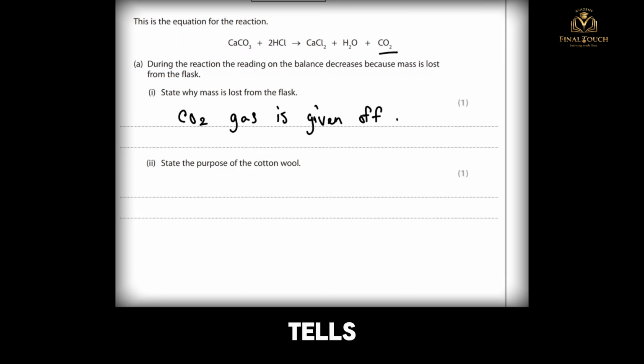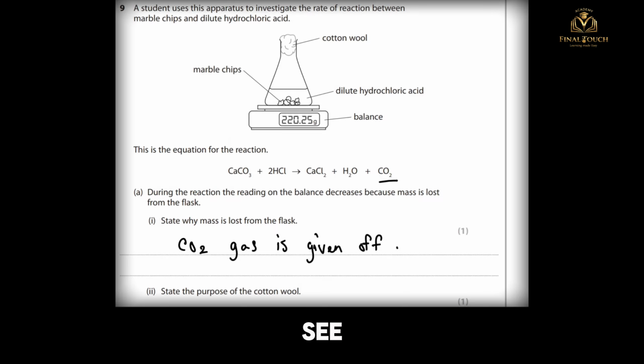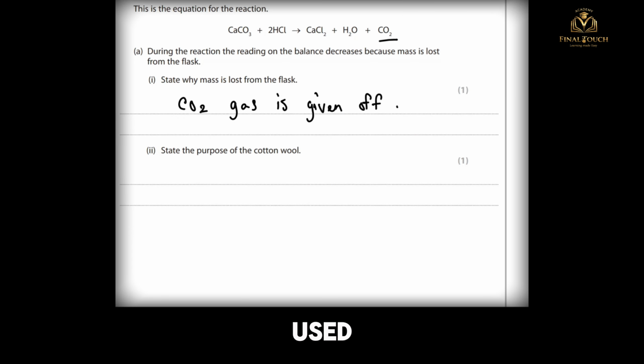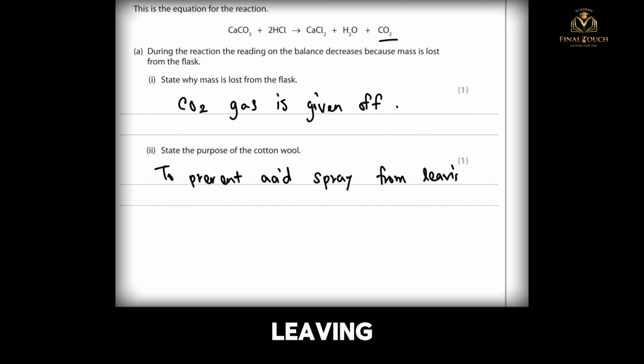So A2 tells us to state the purpose of the cotton wool. As we can see, the cotton wool is kept at the top of the flask. So it is being used to prevent acid spray from leaving the flask. So as the reaction is carried out, the acid does not spray around.